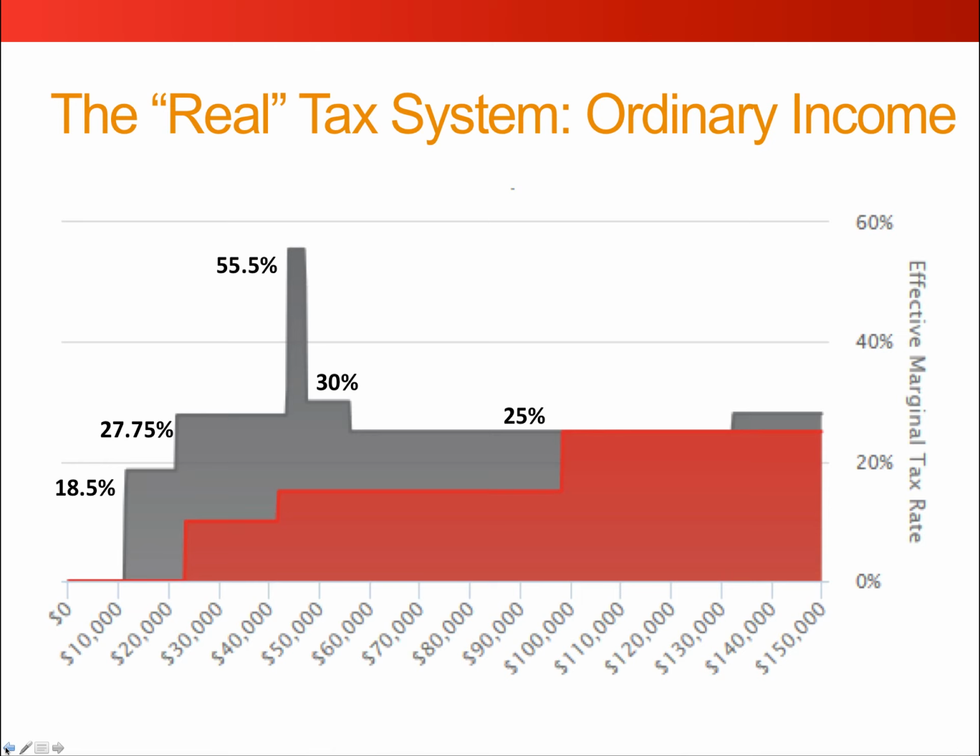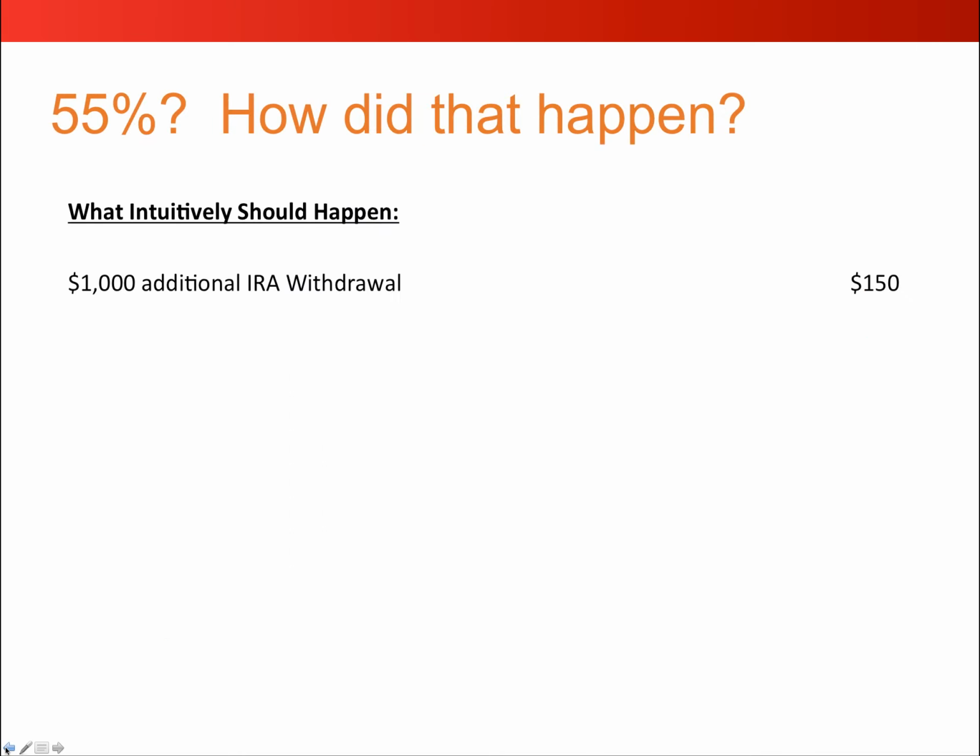You can see this couple never really experienced the 10 and 15% brackets. They go from 18.5 to 27.75 to 55.5 before dropping down to 30% and back to the regular brackets. So you're saying, wow, how did that happen? How did that spike happen? You think that it's going to be a 15% tax bracket, and then how did it get to 55%?